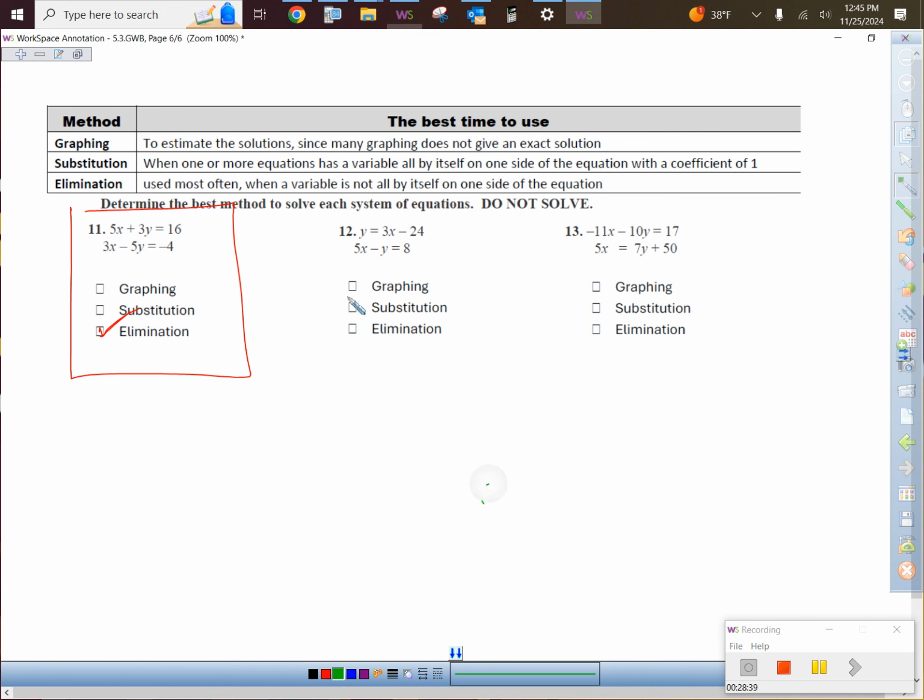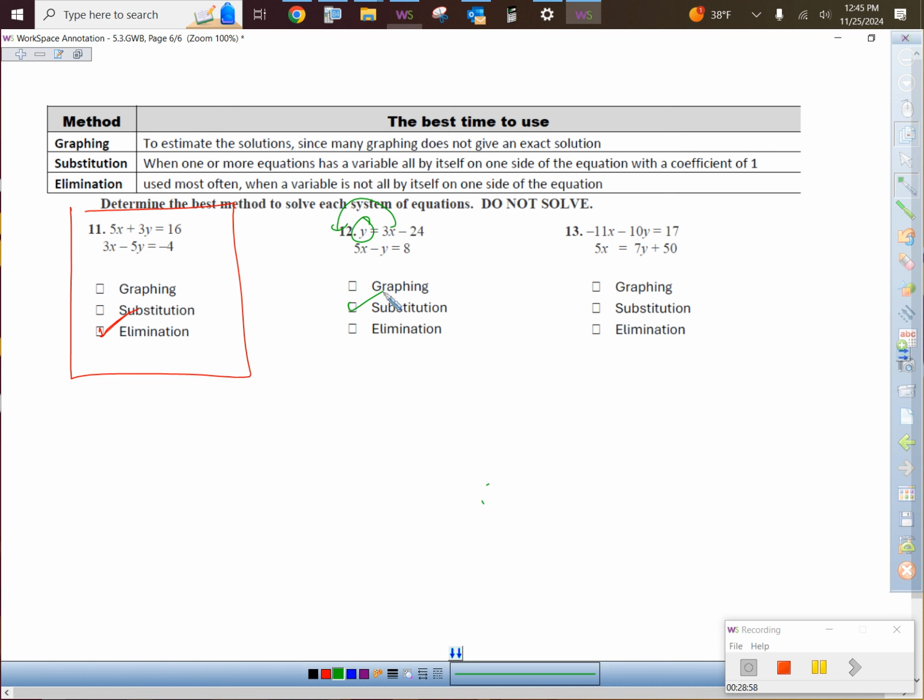What do you think about this one? Graphing is out on all 3 of these. They didn't give me a grid, you know what I'm saying? So it's not going to be graphing. Which one makes more sense, substitution or elimination? See that one? It's all by itself on one side of the equal sign. To do elimination, I would have to move that 3x over to the other side to get everything to line up. I don't want to do that. I want to do substitution. That's the box and the parenthesis thing.